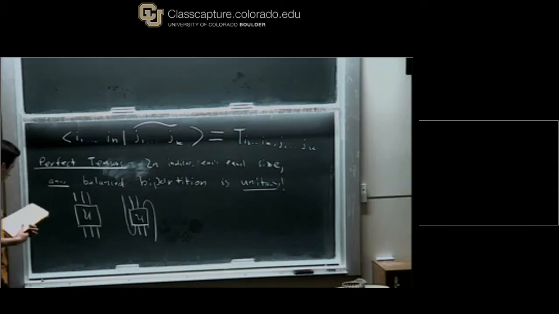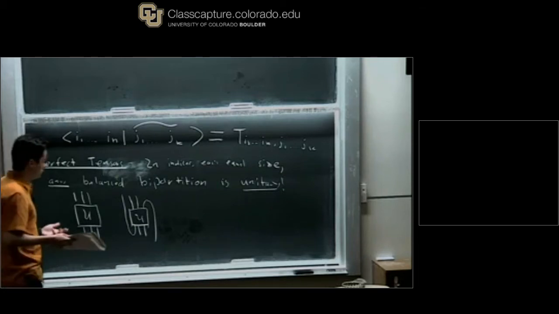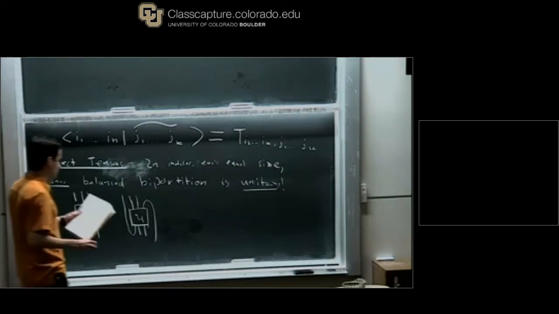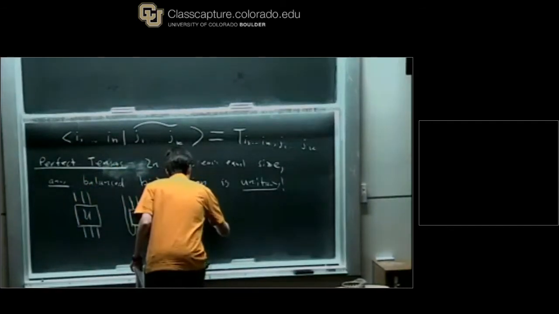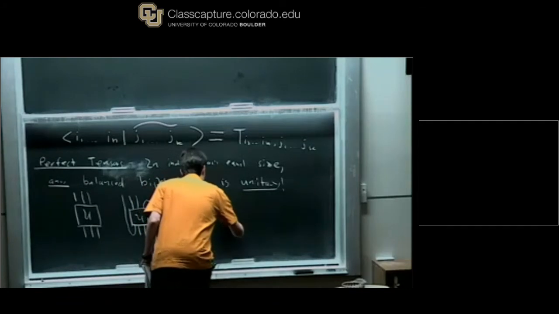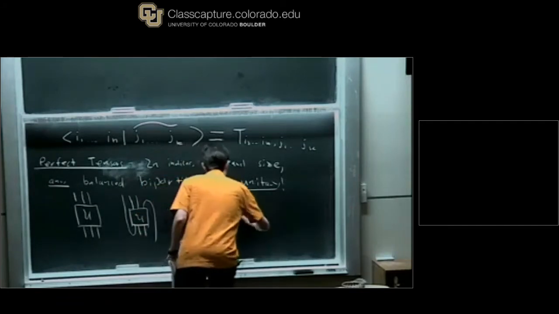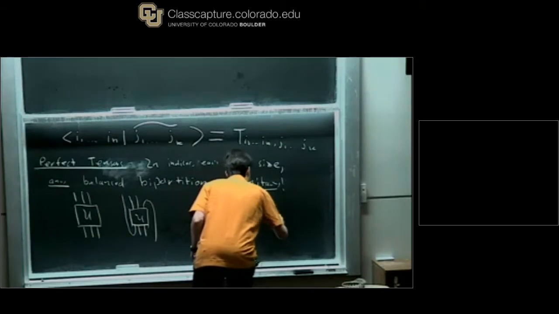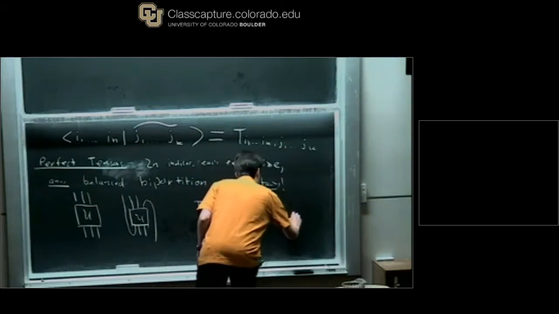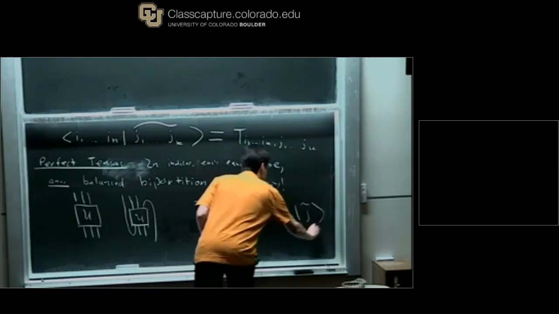Now, it's not obvious that perfect tensors exist, right? I mean, it might be that this is just too constraining for this condition to have any solutions. But indeed, perfect tensors do exist. And in fact, a simple example of a perfect tensor is one that we already encountered yesterday. It's the encoding map of the 3-qubit code. So I guess it's square root of 3 times I1, I2, I3, J tilde.